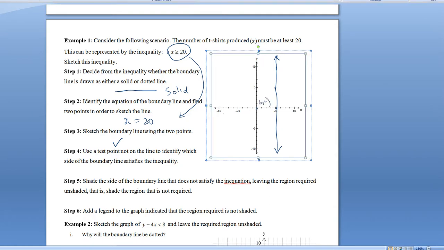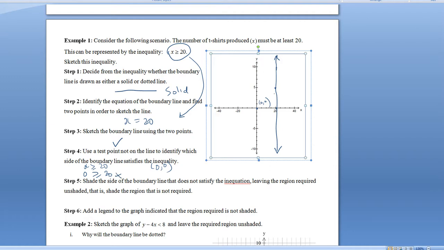The reason is that 0 is a really easy number to work with, and it's a great way of testing the inequality. So let's write down the inequality, x greater than or equal to 20, and I'm using the test point 0, 0. Simply, I sub in 0 for x. There's no y value, so I don't need to worry about subbing that in. So 0 is greater than or equal to 20. And now I ask myself a question. Is this statement true? Is 0 greater than or equal to 20? Well, I know that this is not true.